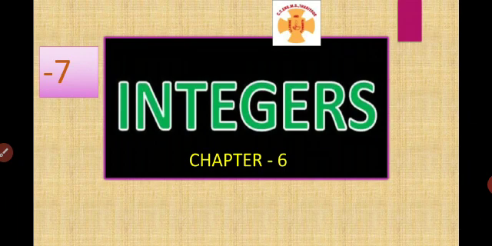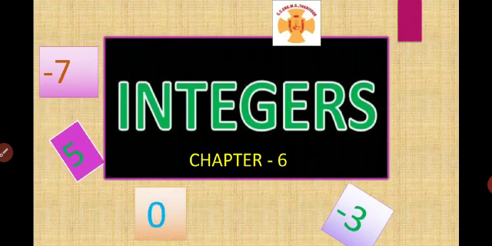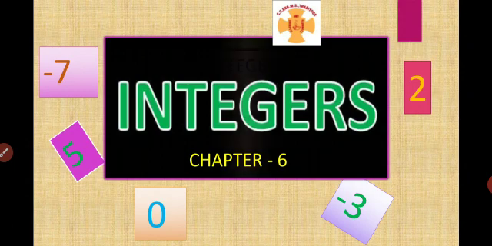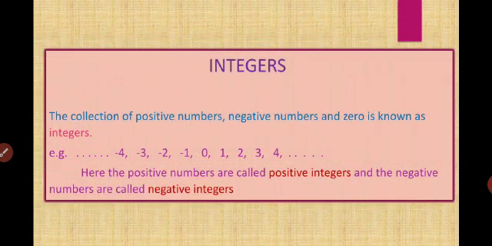Now the numbers you're watching on the screen are a few examples of integers, like -7, 5, 0, -3, 2. So let us understand what integers are. The collection of positive numbers, negative numbers and 0 is known as integers. The examples are here: -4, -3, -2, -1, 0, 1, 2, 3, 4, like that. The dots represent that there are many more numbers to follow.